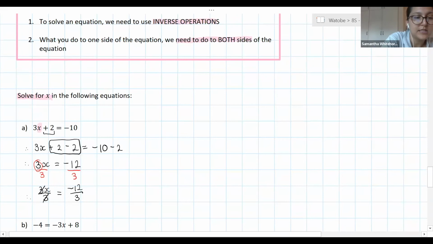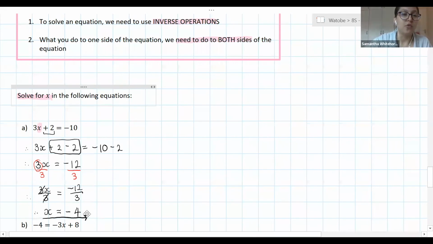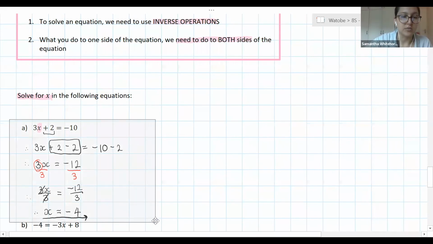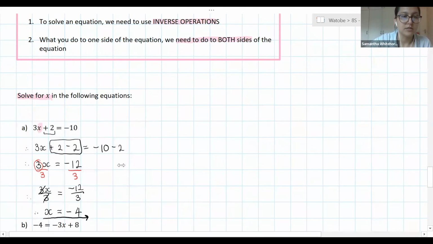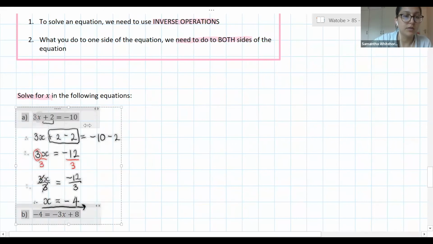So the 3's essentially cancel, leaving me with x on the left. Now, importantly, when we divide, we've got a negative divided by a positive, which is a negative, and 12 divided by 3 is 4. And so I have solved for x in this equation. I just want to move this up because, oh, maybe I don't want to move it up. There we go.